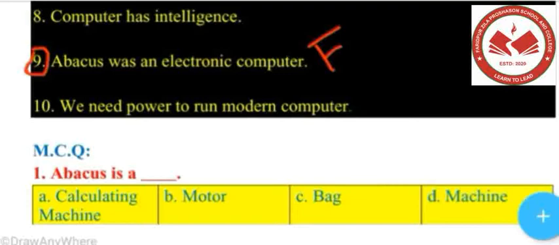Abacus was the first version of computer and it was used by fingers and by the hands of the people. So we can say that abacus was an electronic computer is completely a false statement. In question number 10, we can read here, we need power to run modern computer. This is completely a true statement because we cannot run modern computer without power. We need electricity to run modern computer. So this is a true statement.